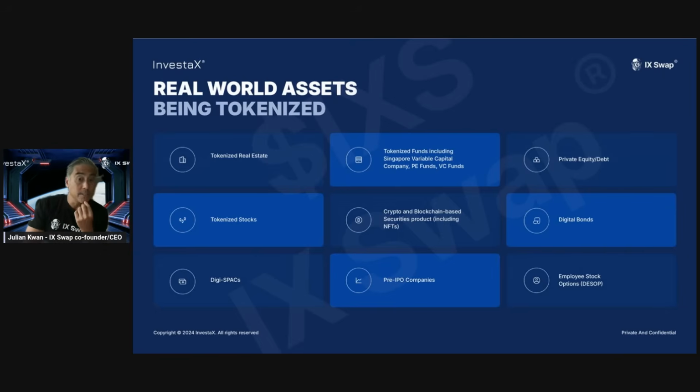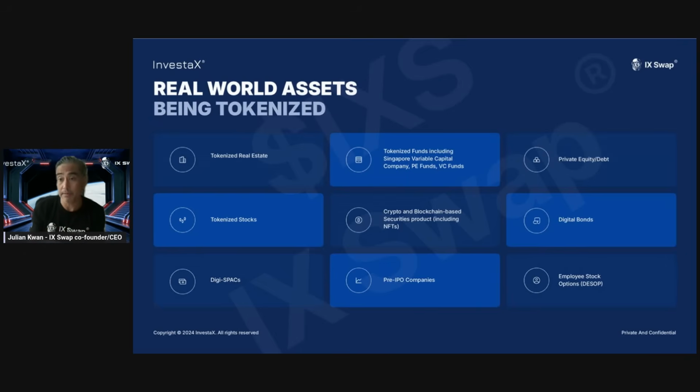So what's being tokenized in the real world asset space? Everything. Shares of companies. I'll just name what we've done. Private credit, private debt, real estate, venture capital funds, private equity funds, startup shares. What else have we done? ESOPs, employee stock options. We tokenized our ESOPs so our team can use them.